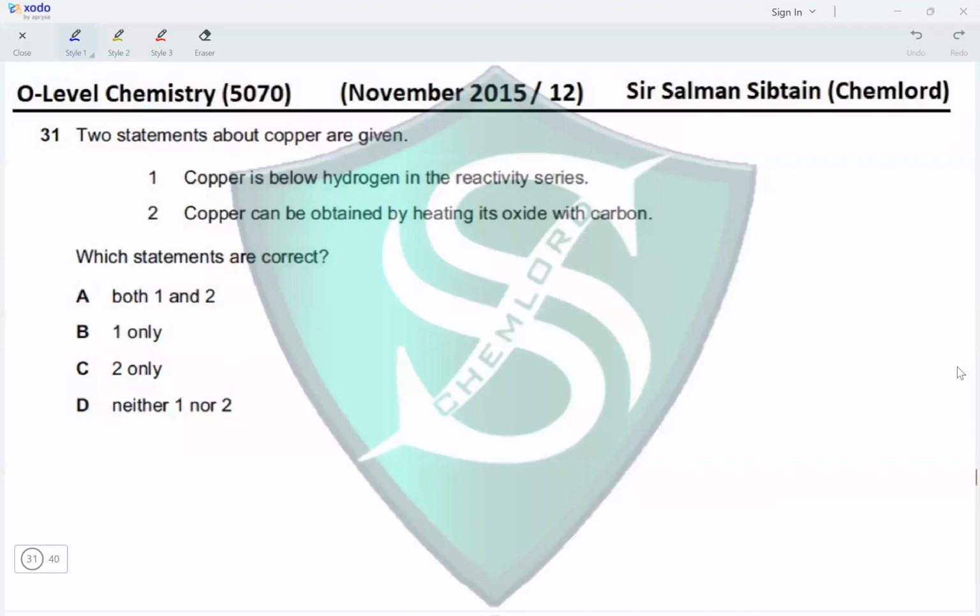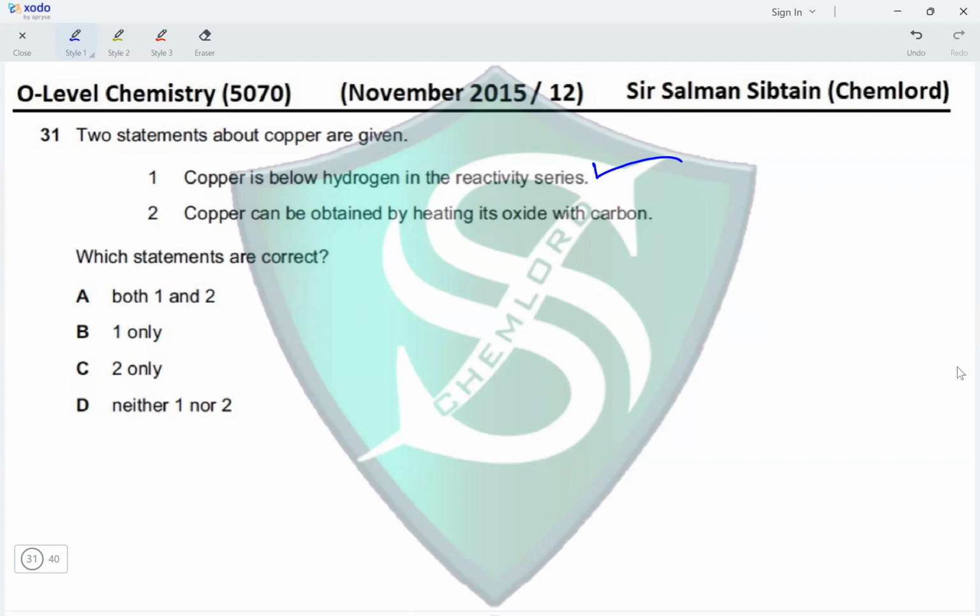Hi guys, this is O-Level Chemistry, paper 12, November 2015, question 31. Two statements about copper are given. Copper is below hydrogen in the reactivity series. Yes. Copper can be obtained by heating its oxide with carbon. Yes. Any metal that is less reactive than carbon can be obtained by heating its oxide with carbon.